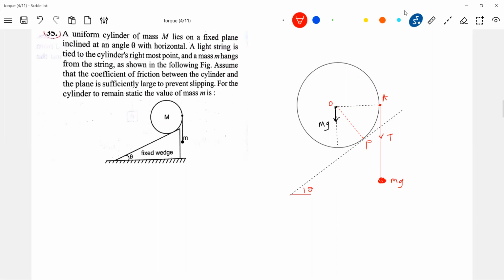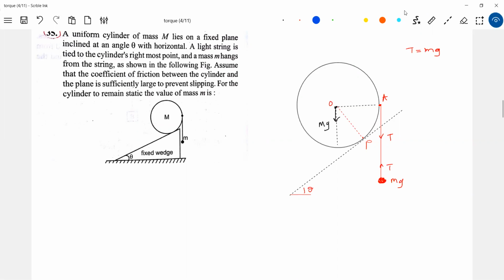How to predict the direction of friction? Let's take torque about point O. About point O, what is the torque? Torque about an axis passing through point O perpendicular to the plane. What is the torque due to mg? It will be 0 due to the weight of the cylinder. Torque due to this tension. Tension will act away from the body. And we know that T must be equal to mg. Is it clear? Because everything is in equilibrium.